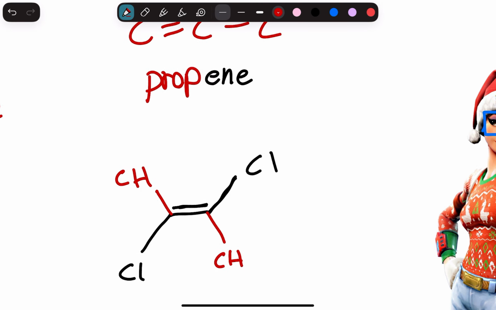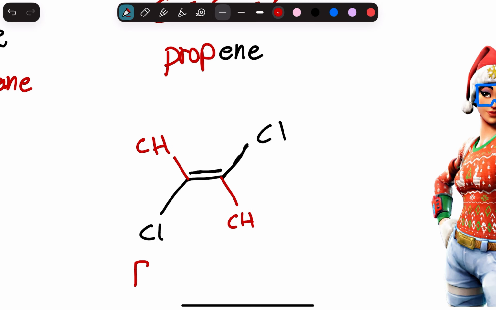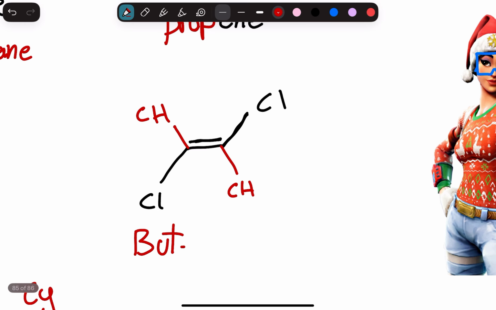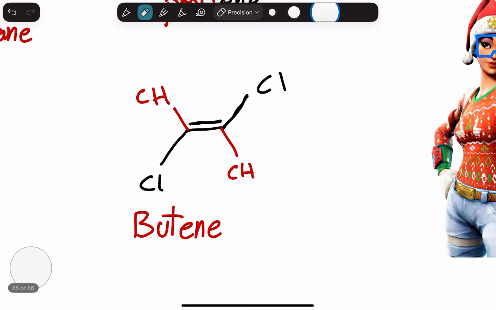So 4 would be but-. So we'll use the prefix but-, and then this has a double bond, so we use the -ene suffix. So it's going to be butene.